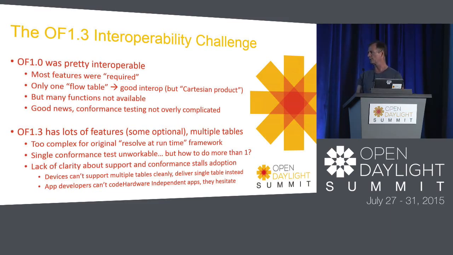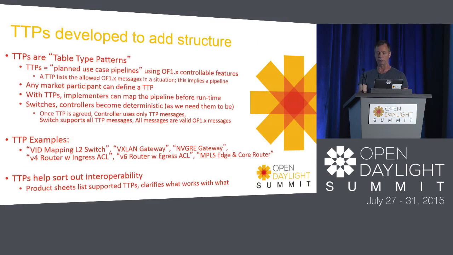Devices couldn't support multiple tables, and app developers didn't know what the devices were expected to support because there was no conformance. So basically, we ended up in a little bit of a stall. And of course, part of the stall was that we didn't have a de facto controller for a good part of the last several years as well. Now, obviously, we have an emerging de facto standard controller.